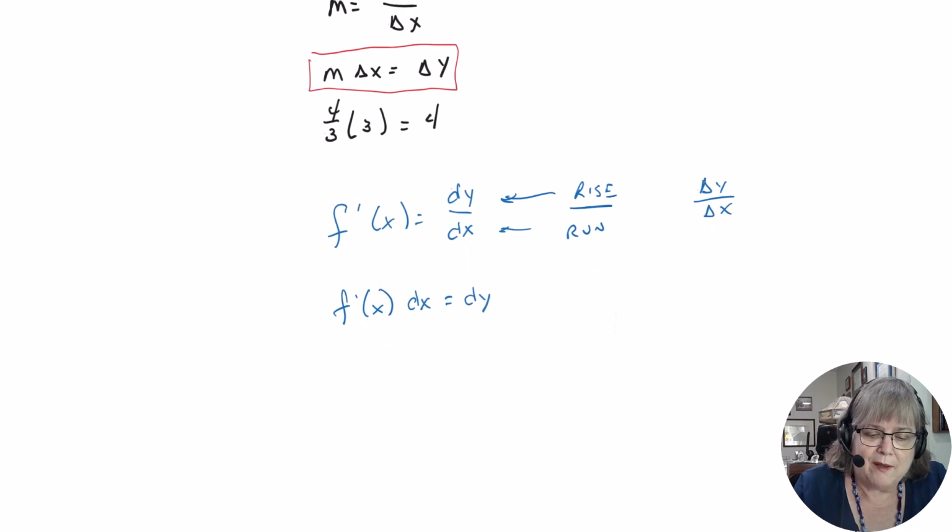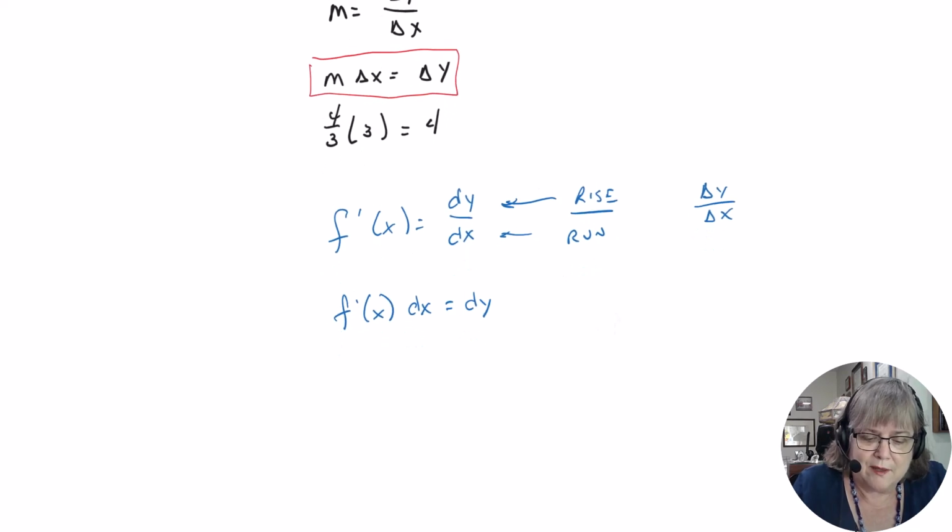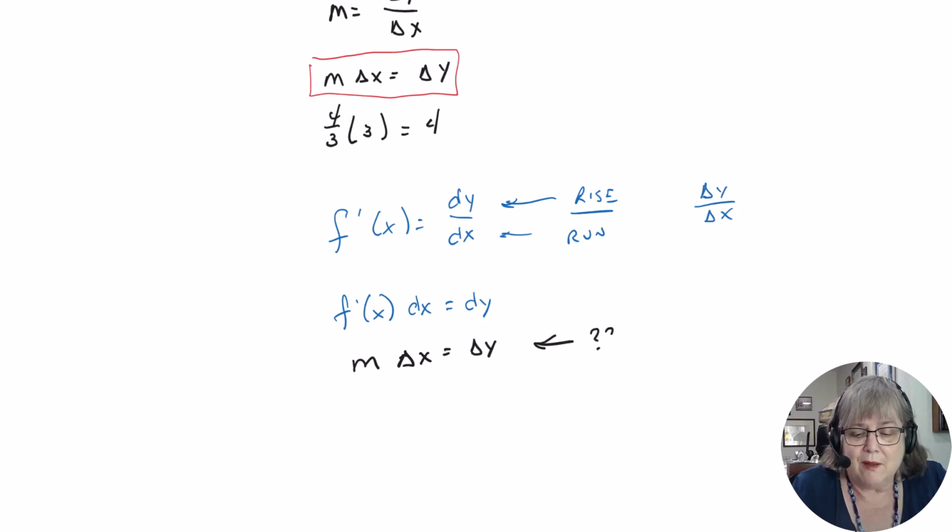Now I want to write the other one right underneath it. So we had m delta x is equal to delta y. And about here, you were kind of going, and why do we need to know that? And here is usually where your book starts off. So this is the differential.